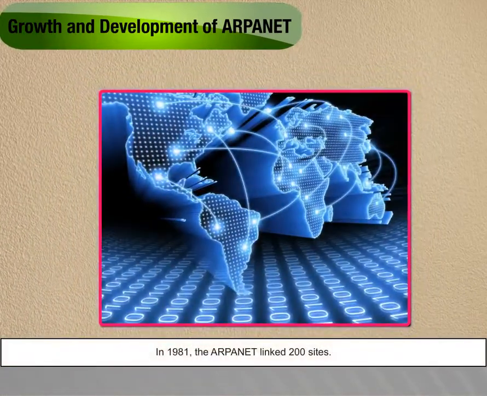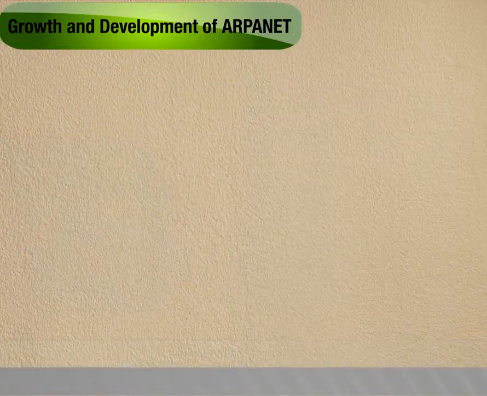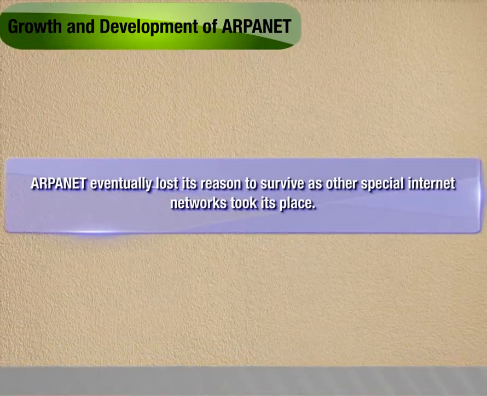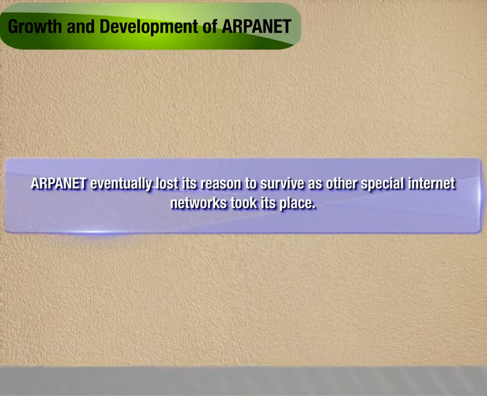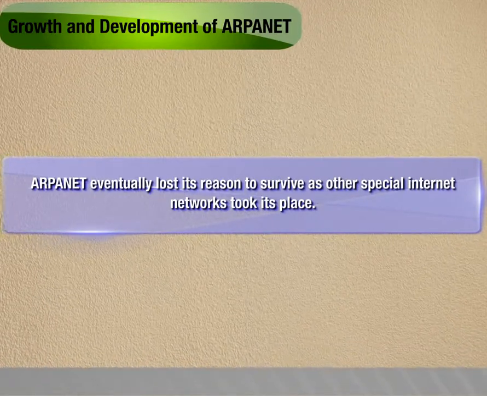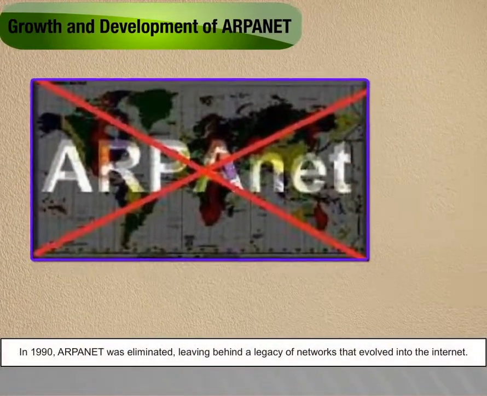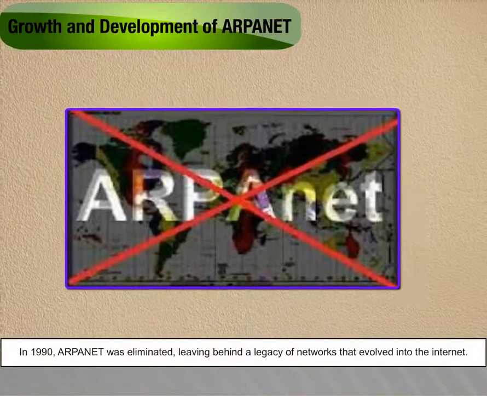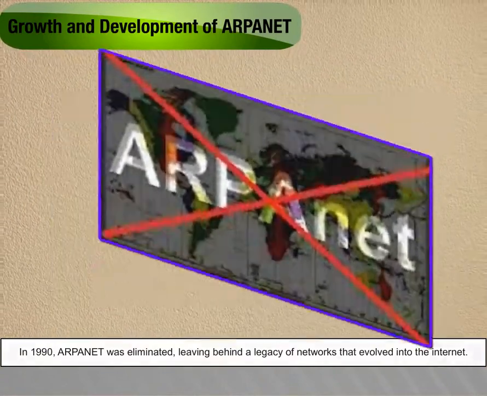In 1981, the ARPANET linked 200 sites. ARPANET eventually lost its reason to survive as other special Internet networks took its place. In 1990, ARPANET was eliminated, leaving behind a legacy of networks that evolved into the Internet.